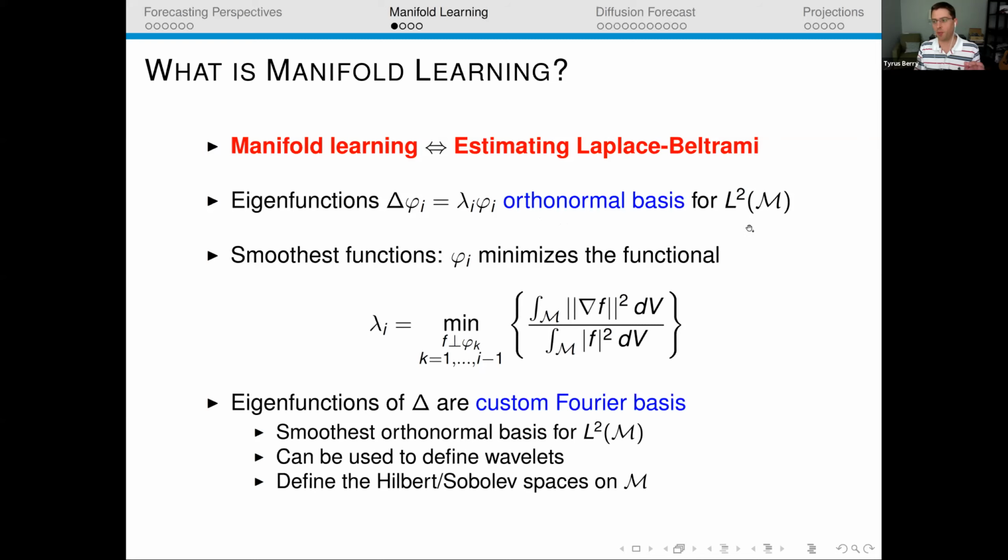But they're not just any nice basis. This basis also minimizes this smoothness functional, or roughness functional. If you think of integrating the gradient of a function, that's the classic Dirichlet energy. It measures how oscillatory the function is. And so these basis functions are trying to be as smooth as possible. They're trying to minimize this measure of oscillation.